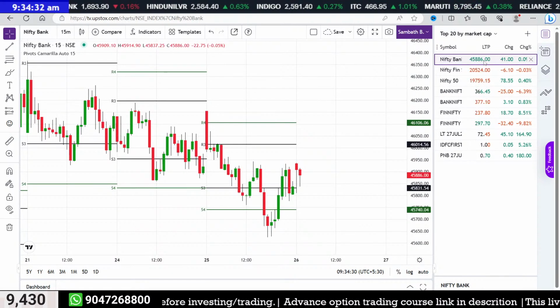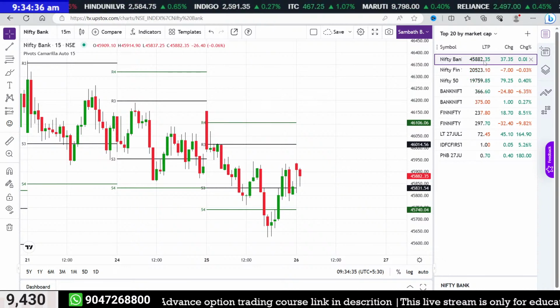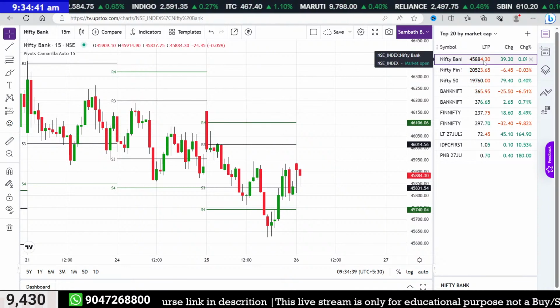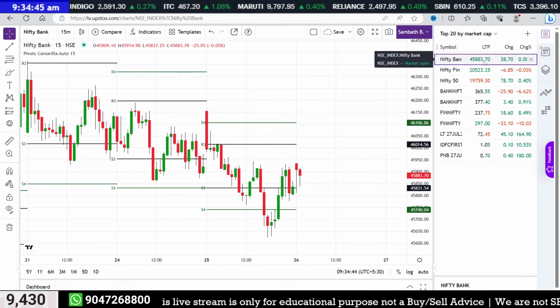So this is the first 15 minutes candle. Market is trading in between the first 15 minutes candle. So we don't get any breakouts or a big move. We need to wait for such a big movement above the high or low of this first 15 minutes candle.